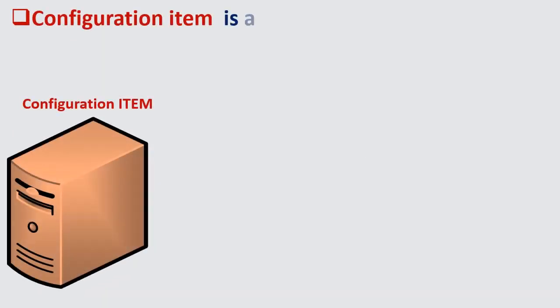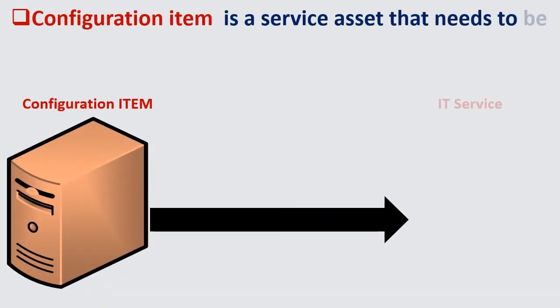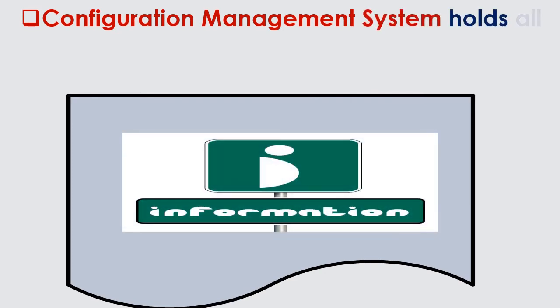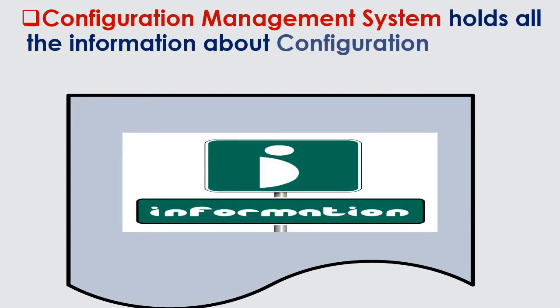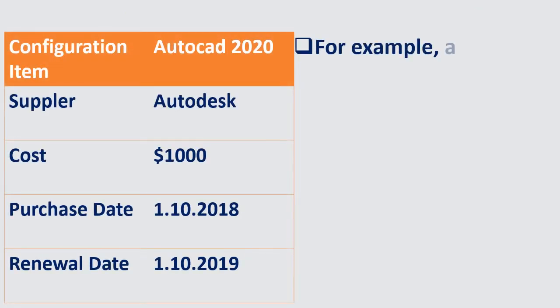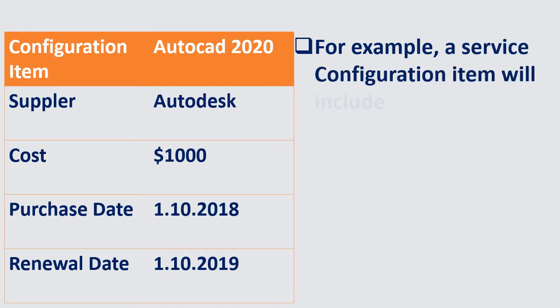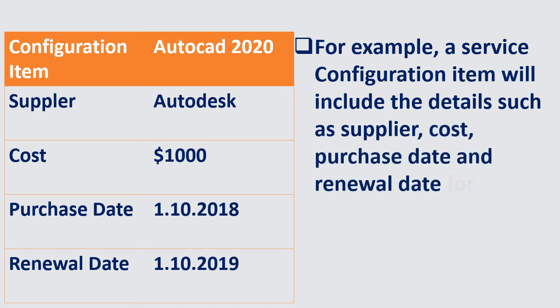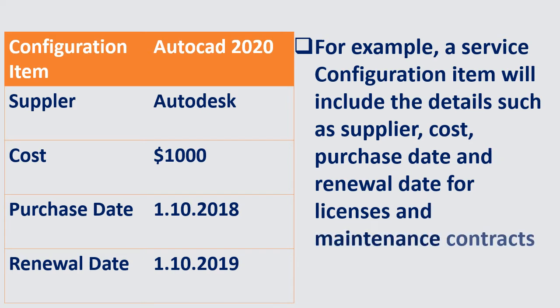A configuration item is a service asset that needs to be managed in order to deliver an IT service. A configuration management system holds all the information about configuration items within the designated scope. For example, a service configuration item will include details such as supplier, cost, purchase date, and renewal date for licenses and maintenance contracts, and related documentation.